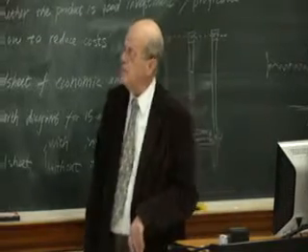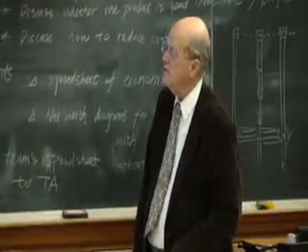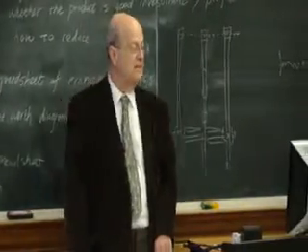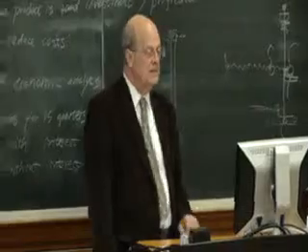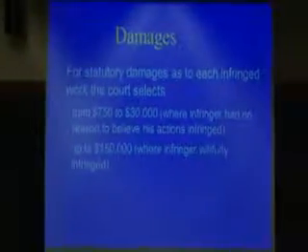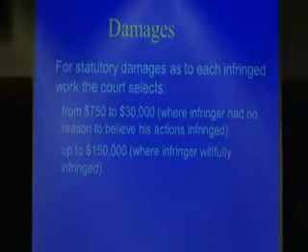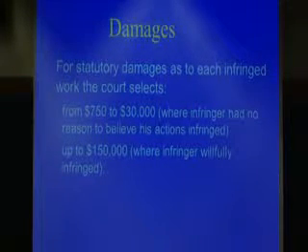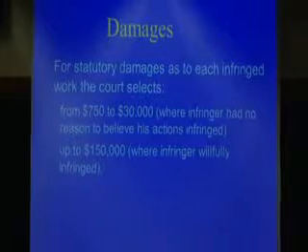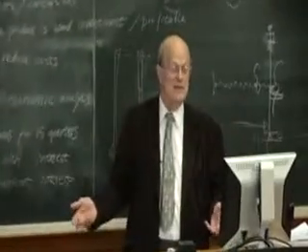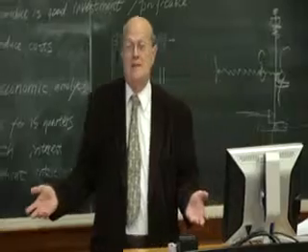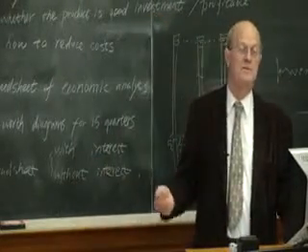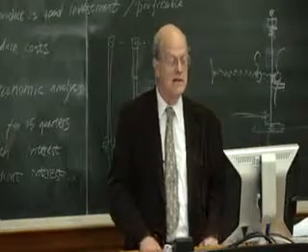Now, for statutory damages, as to each infringed work, the court selects from $750 up to $30,000, where the infringer had no reason to believe his actions infringed. So that would really surprise somebody who copies something not appreciating that it's a copyright infringement. He could be liable for $30,000 for having done that, with no damages that are proven, because statutory damages don't require proof of damages. The court just gets to assign those.